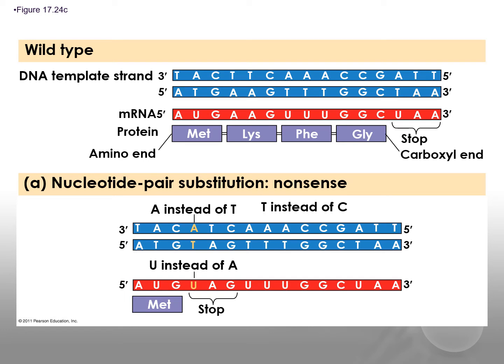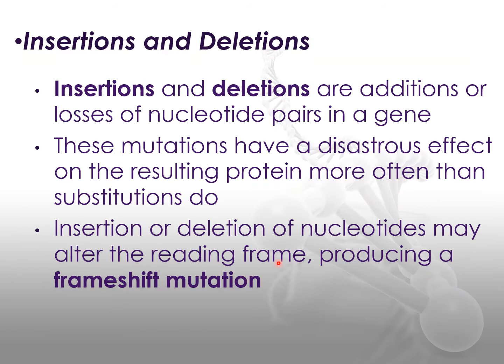Now let's talk about what insertions and deletions can do. As you remember, I already discussed what an insertion and a deletion is. An insertion is an addition of nucleotide pairs, and deletions are basically losses of nucleotide pairs. These types of mutations have the most disastrous effect on proteins. Insertions and deletions of nucleotides can alter what's called the reading frame, which is basically the order in which the codons are read during translation. If there's an insertion or deletion, it will produce what's called a frame shift mutation. It shifts the frame either left or right. It's going to shift the frame to the right if it's an insertion, because remember, bases are added. And if bases are deleted, it's going to shift the frame to the left.